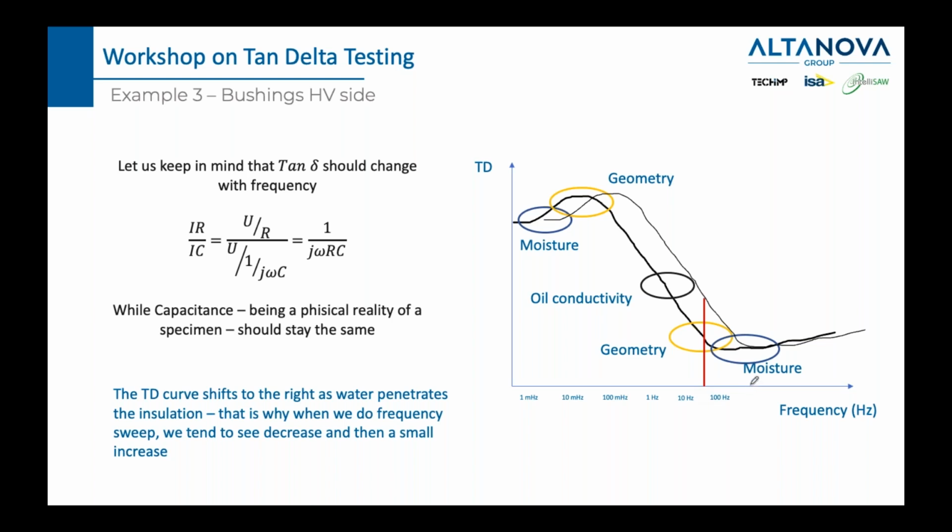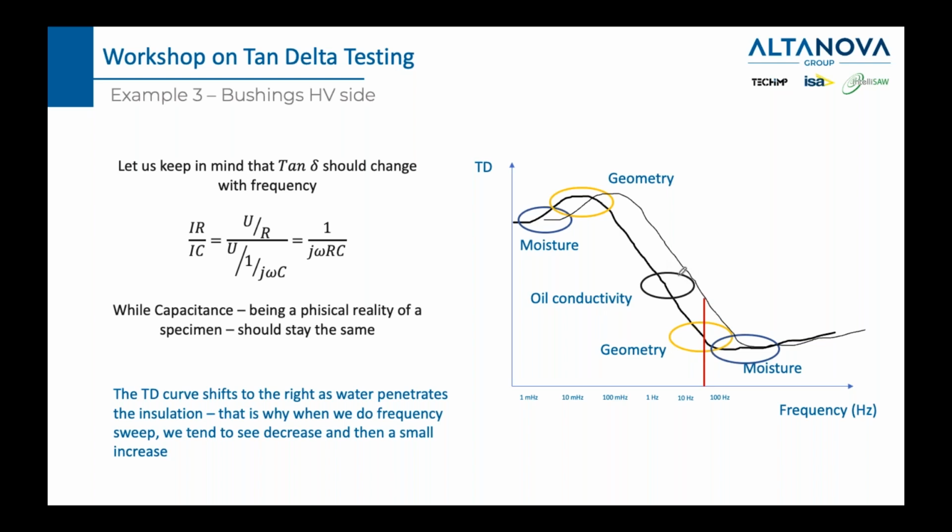Here we would have about 1000 hertz. We should get a curve like this. You can see this full black thick line. And this curve, actually, we can say also that certain segments of the curve are affected with certain factors. Moisture affects this part and this part. Geometry affects this part and this part. And oil conductivity affects the middle.